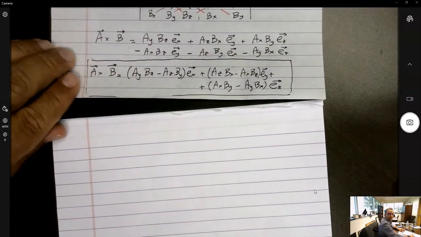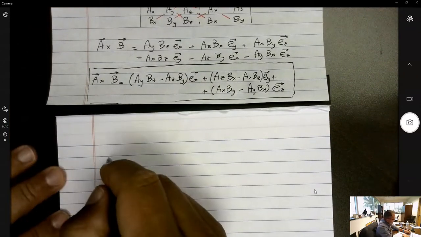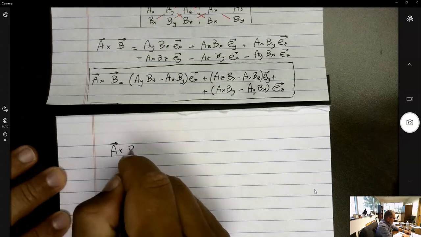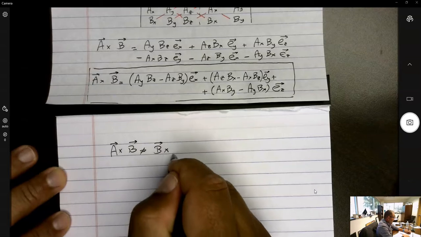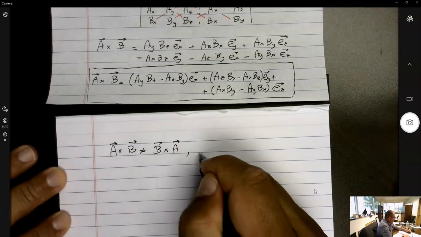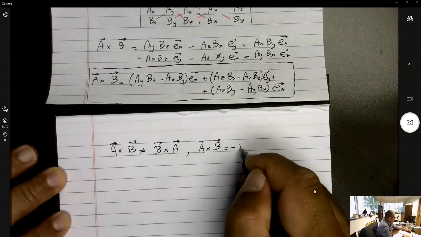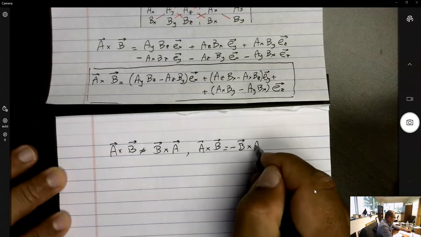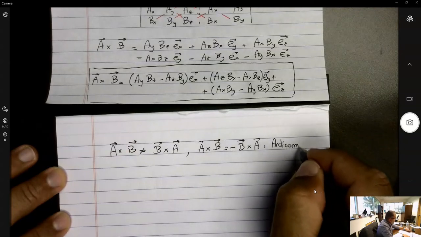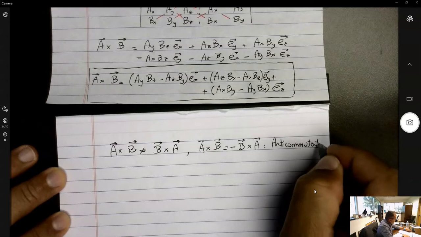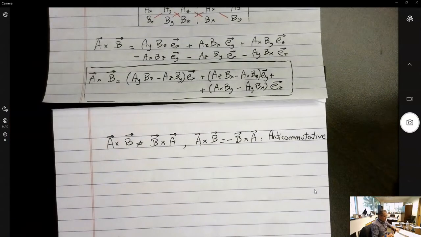All right, so one thing to note immediately is that the product of A and B is not equal to the product of B and A. In fact, A cross B is equal to the negative of B cross A. So this means that this operation is anti-commutative. This is the negative of the commutative property.